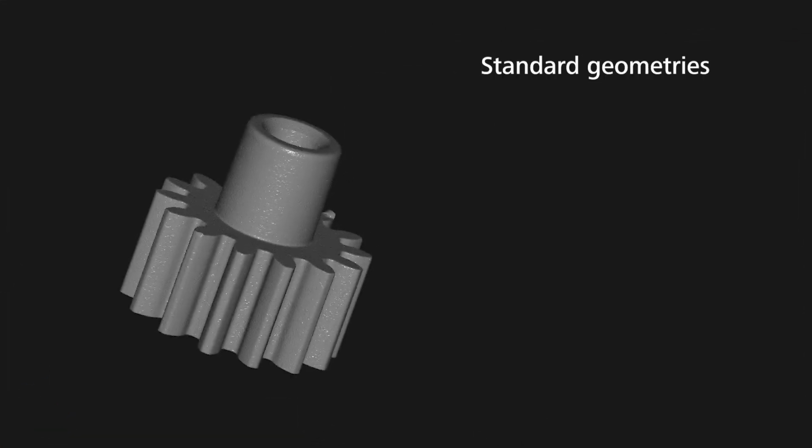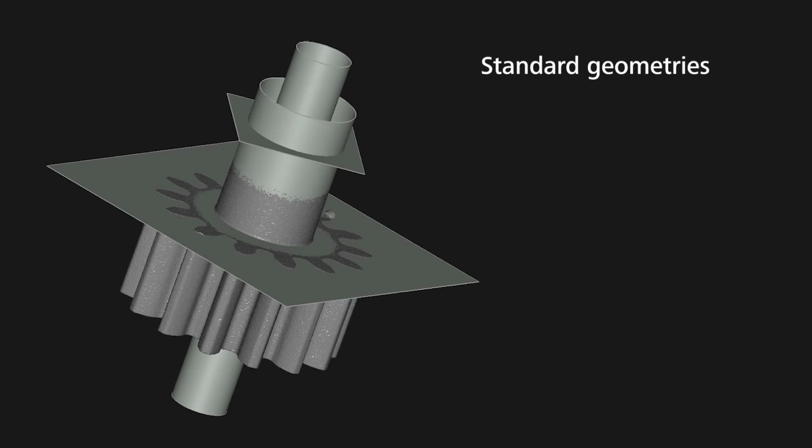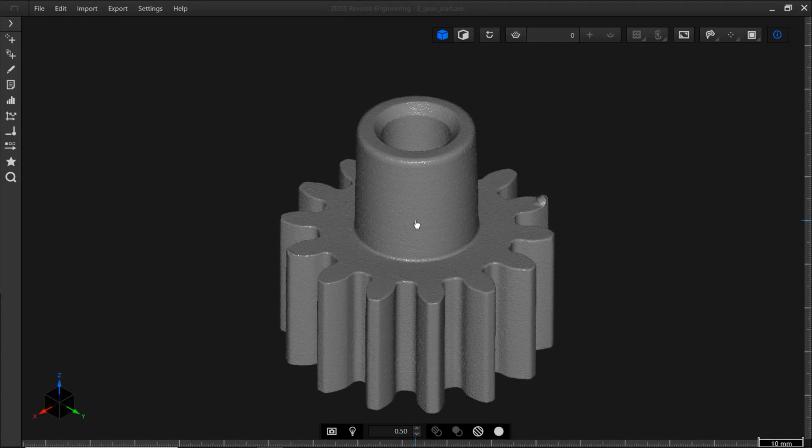Let's start by creating the standard geometries required for the reconstruction of this gear. We'll need 2 cylinders and 3 planes. To create these geometries, we need to select the respective parts of the mesh. If you watched the video Welcome to ZEISS Reverse Engineering, you might remember the selection tools in the toolbar.